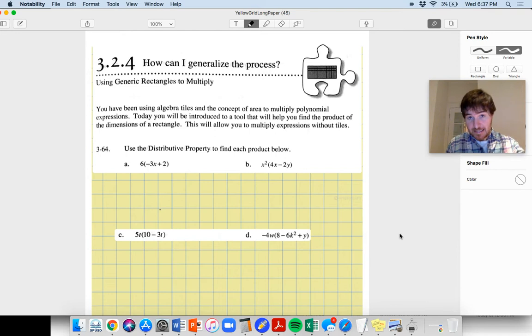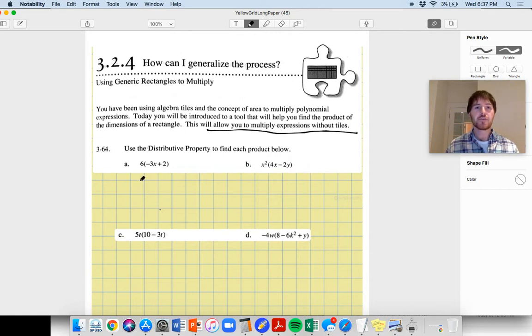Now, what you're going to practice today is what you kind of started yesterday, which was multiplying polynomials. Again, we teach that as an area model. Length times width is going to equal the sum of each part of the rectangle here. We're going to use generic rectangles, which allow you to multiply expressions without tiles.